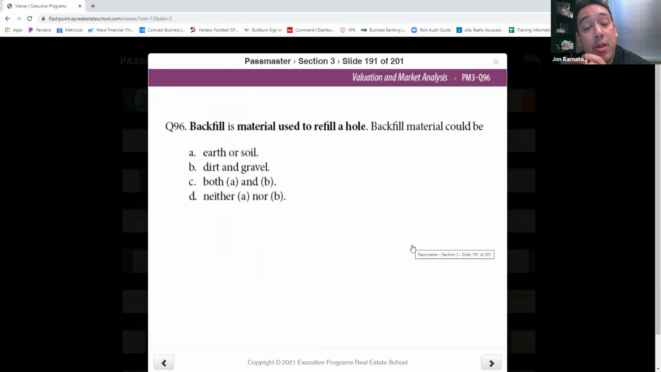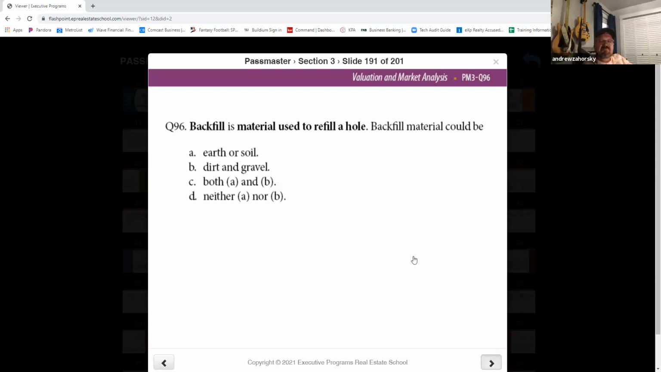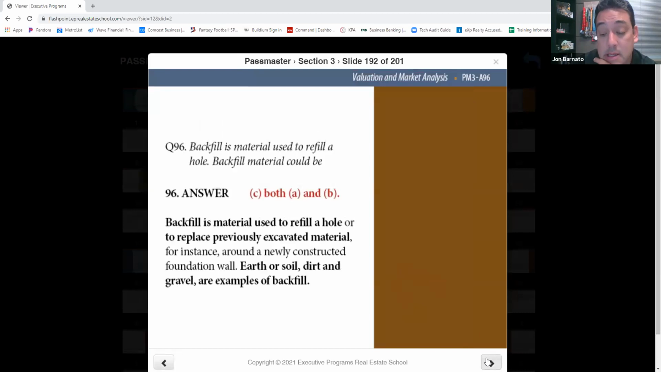Backfill is the material used to refill the hole. Backfill material could be what? It could be D, both. A and B, C. Could be all of them. Yeah.